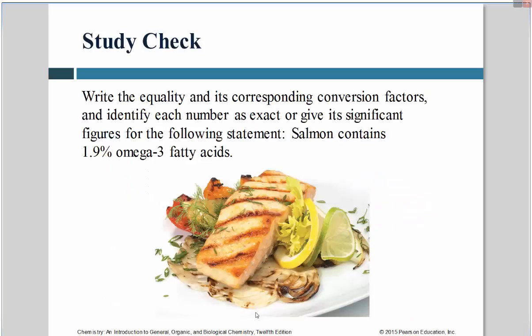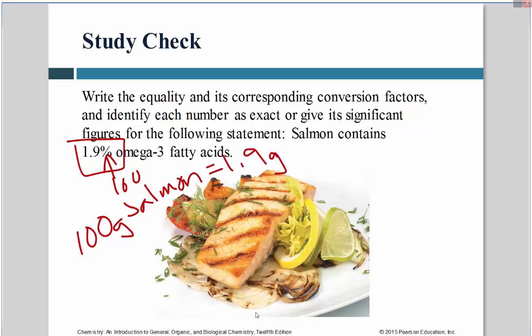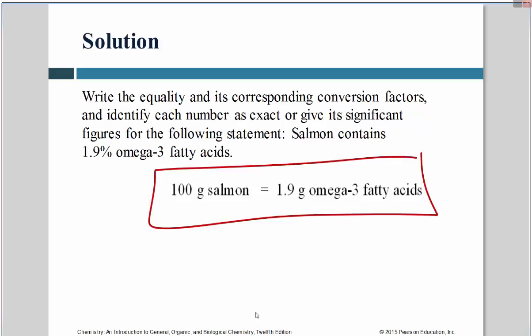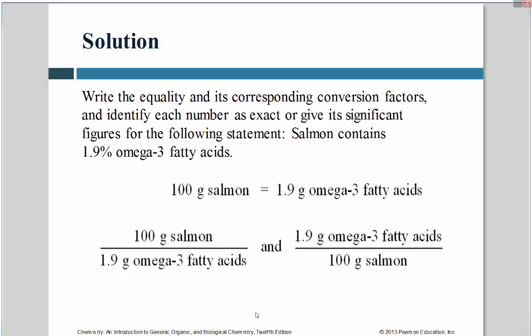Here's another one, 1.9%. The percent means out of 100. So for every 100 grams of salmon, there are 1.9 grams of omega-3. And then to make this into a conversion factor, you just divide one by the other and turn it into a fraction. So here, 100 grams, we divide both sides by 1.9, and that's how 1.9 got on the bottom. On this other side, we did the opposite way. We divided both sides by 100. That's how we got the 100 on the bottom.